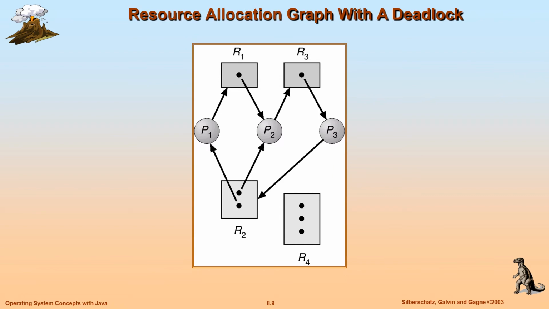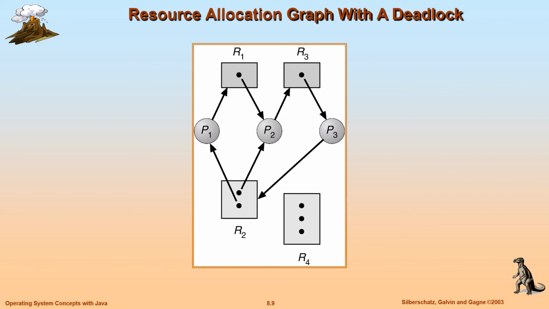Resource allocation graph with a deadlock. See how a deadlock happens in this diagram. P1 wants R1, but R1 is not available, it is with P2. P2 wants R3, which is with P3, but P3 wants any one of these, and both are with P1 and P2. See, everyone wants some resource, but it is occupied by some other process.